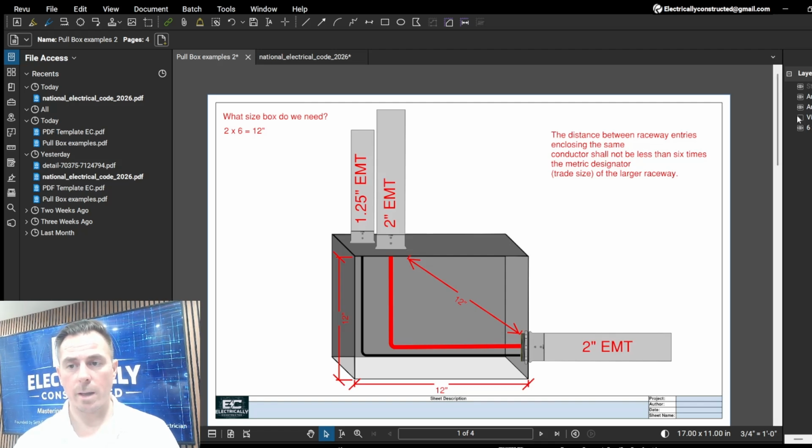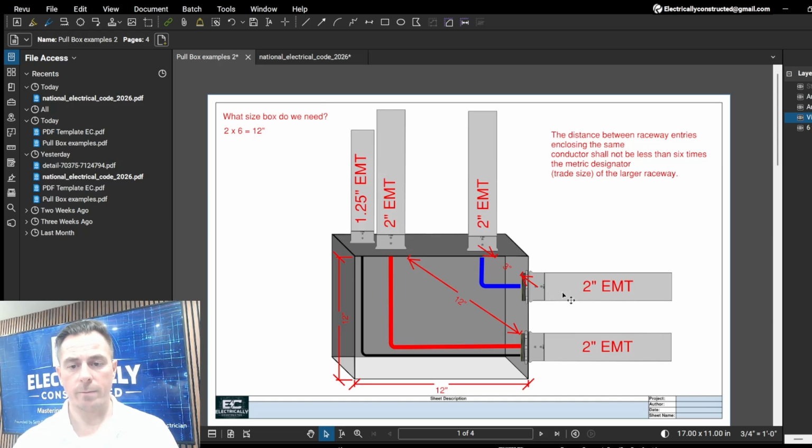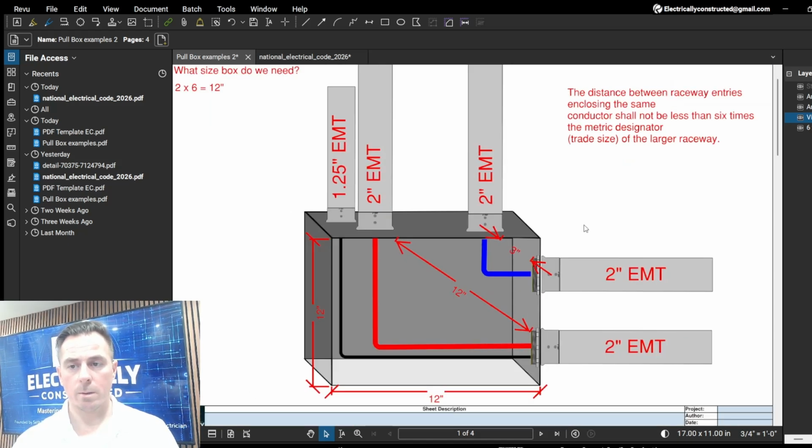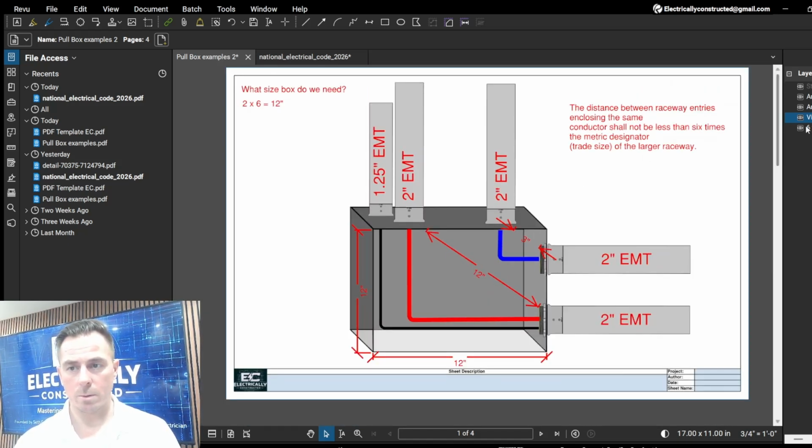I cannot just have, this would be a violation. I can't just have a 2-inch raceway right here with a 2-inch raceway right here, 3 inches of space in between, and try to pull wire through it. That would be a violation according to the code book.